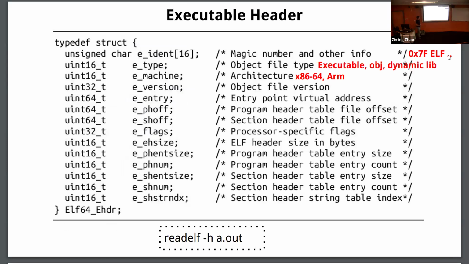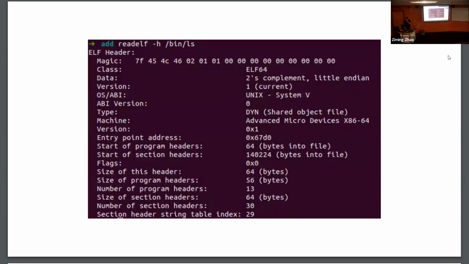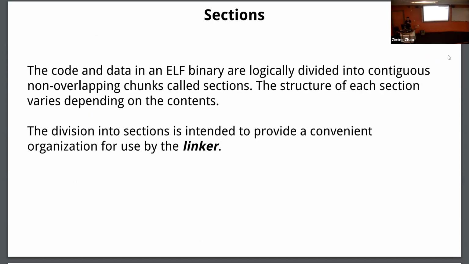The executable header actually tells you what program this is and what architecture this is compiled for. It could be x86, it could be ARM, and the file type could be executables, object files, or dynamic libraries. We can use the tool I showed you last class, readelf, to give you a human readable output. But they are basically just numbers in the header. So this is what we saw in the last class.